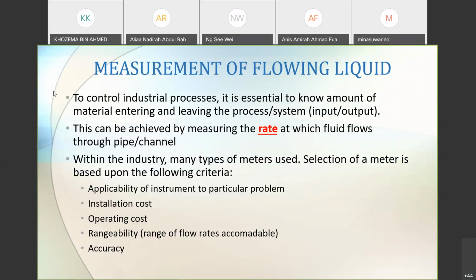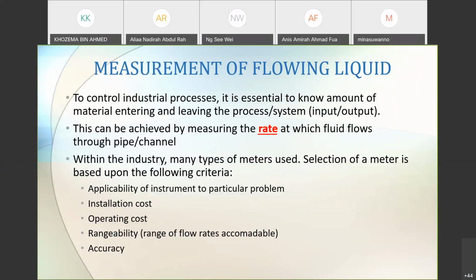So, measurement of flowing liquids. In industry, to control an industrial process, it is essential to know the amount of material entering and leaving a process or system. To achieve this, usually we measure the rate at which the fluid is flowing through pipes or channels. So in industry, many meters are used.